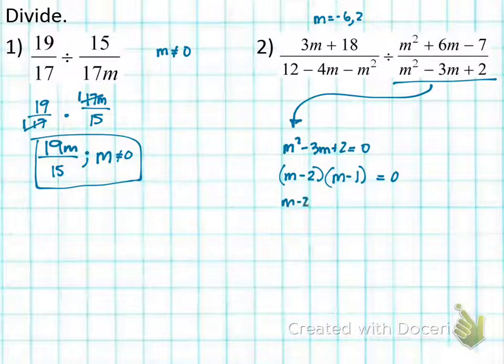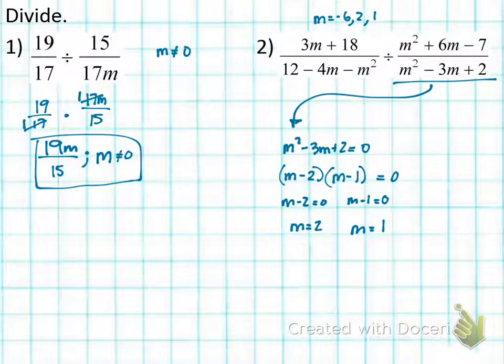Zero product property, m minus 2 cannot equal 0, and then m minus 1 cannot equal 0. So m cannot equal 2, and m cannot equal 1. So these are two other excluded values. We already have 2 in there, but we're going to add 1 also. So I'm putting that at the top up here. So these are my excluded values thus far.